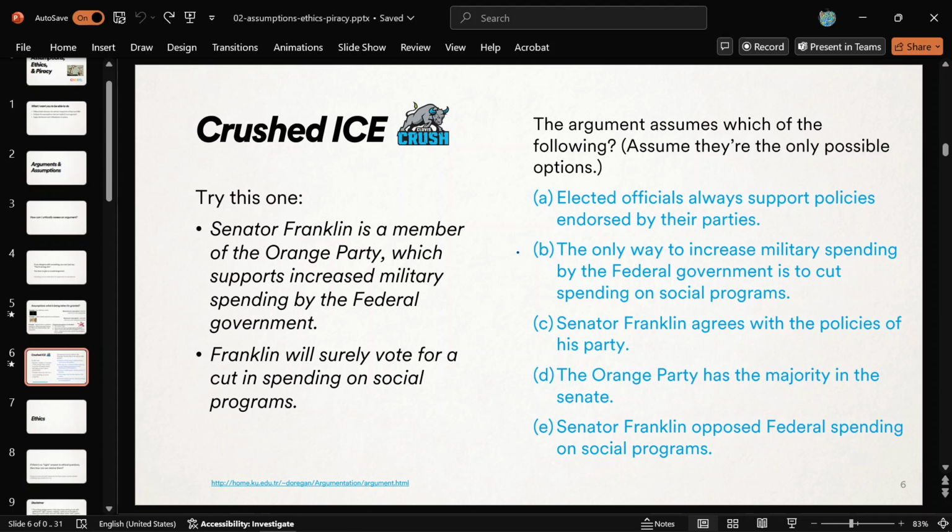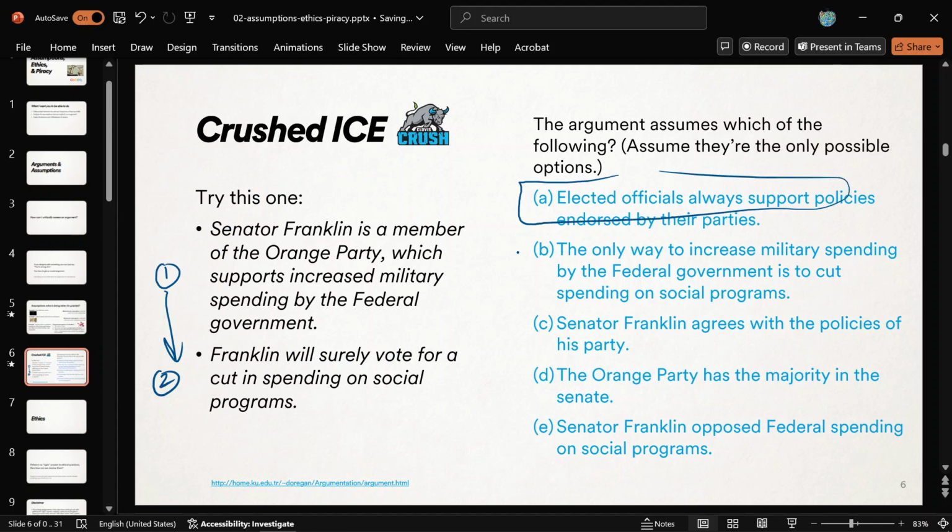Senator Franklin is a member of the Orange Party, which supports increased military spending. That's fact one. And then this is really the argument down here, right? That's giving firepower towards this. This is what somebody's arguing. Somebody's claiming this: Franklin will surely vote for a cut in spending on social programs. And so the right assumption somehow links these two. Does that kind of make sense? Because otherwise, why did you say this if it didn't link it? So let's try to cross out the other ones.